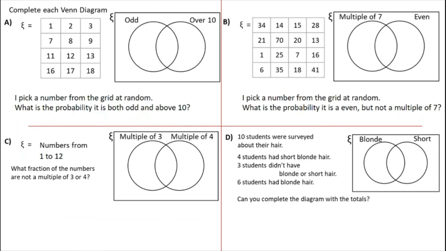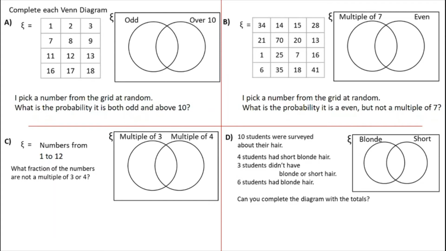Okay, on screen you can see 4 questions, A, B, C and D. For each one, I want you to complete the Venn diagram first using the information given, and then answer the question below. It might be worth doing the Venn diagram, then unpausing it to check you've got that right before you answer the probability question. So you have to keep pausing and unpausing. Okay, so pause it now and then unpause it for some answers.